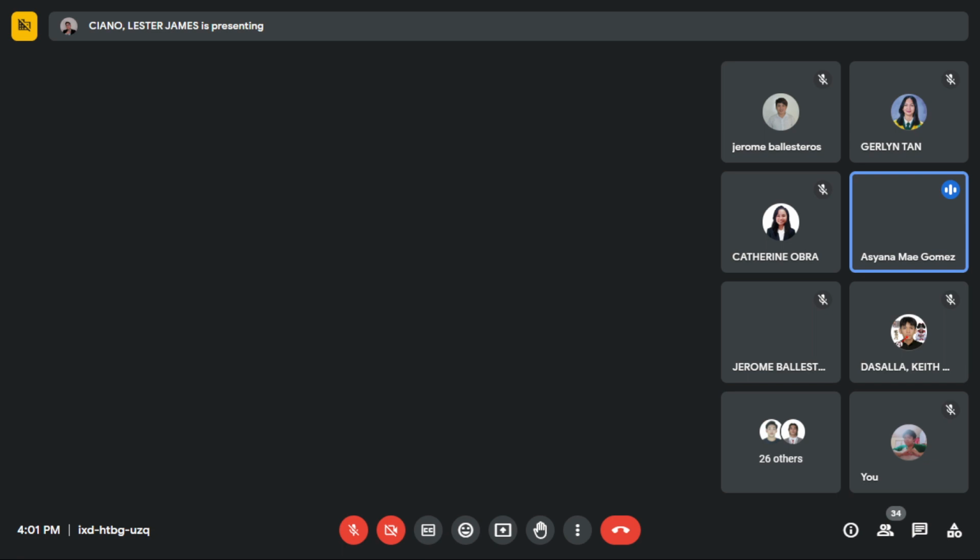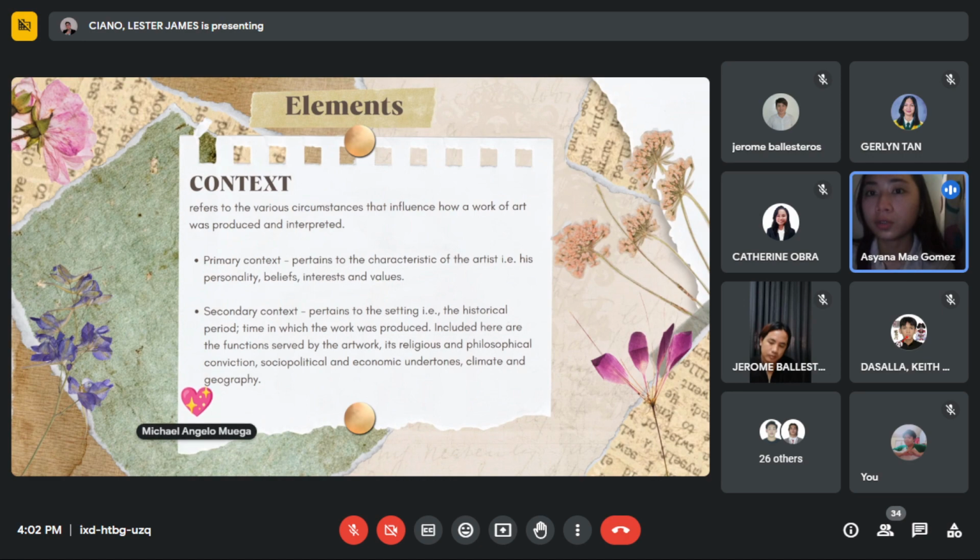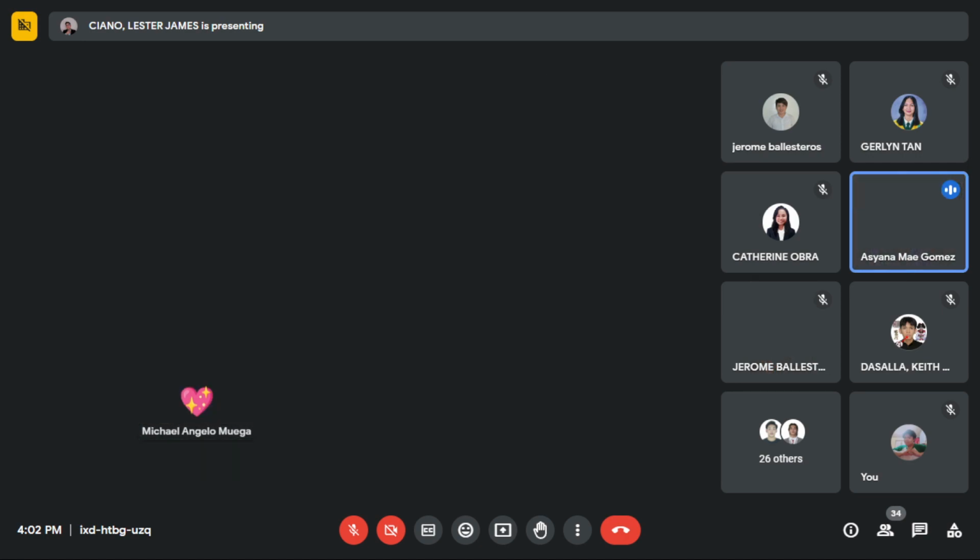And also we have the two types of context in elements, which are the primary context and secondary context. The primary context pertains to the character of the artist, his personality, beliefs, interests, and values.